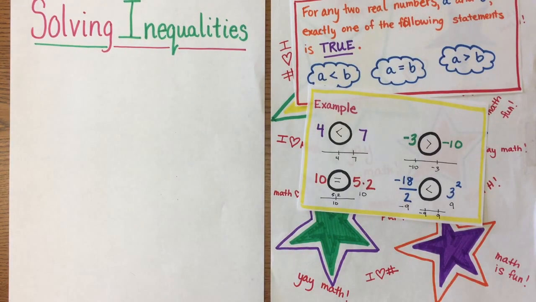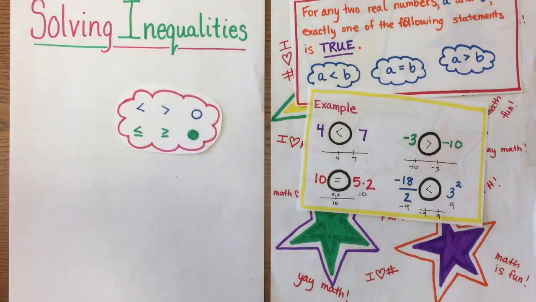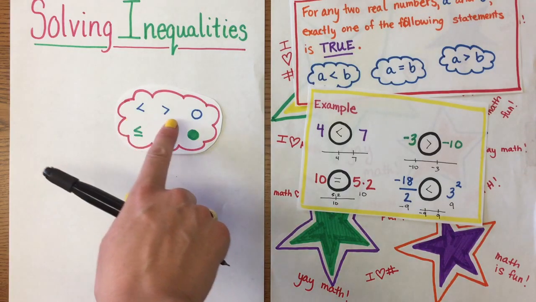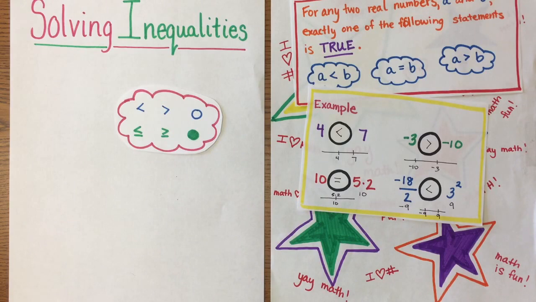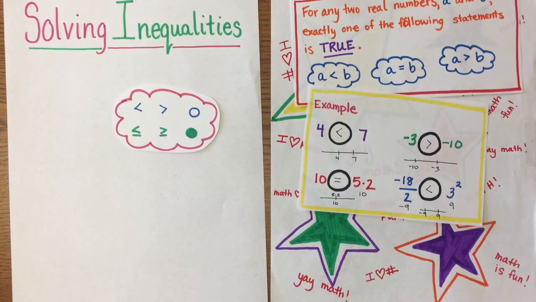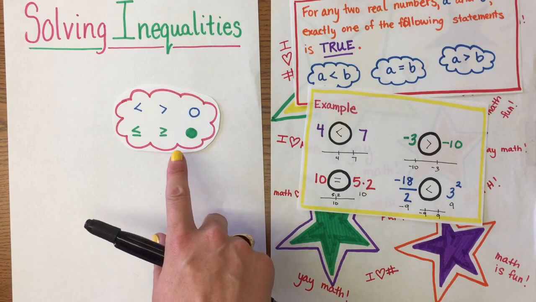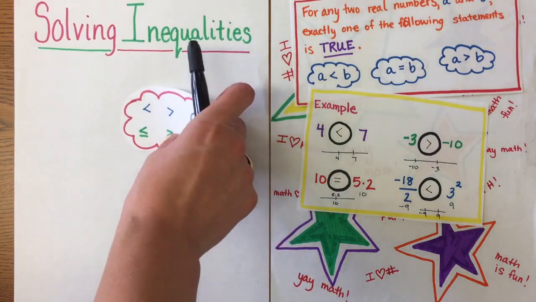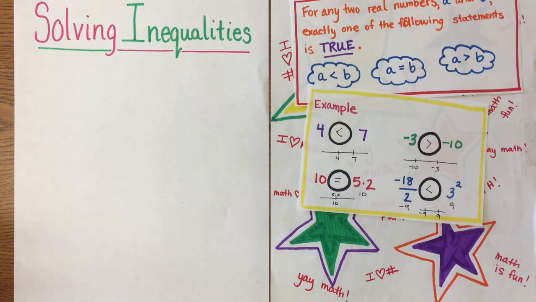A couple other things about inequalities. When we graph inequalities on a number line, we will sometimes have less than or greater than, or less than or equal to, or greater than or equal to. When we have less than or greater than, it means that the equals is not part of the solution. So we'll graph that on the number line with an open circle, and less than or equal to, greater than or equal to, that value is included in the solution, so we'll graph that with a closed circle. And we'll talk about that a little bit more when we get into solving inequalities.